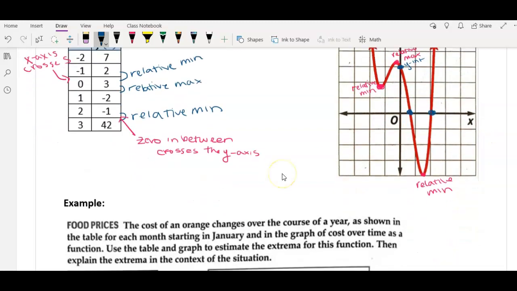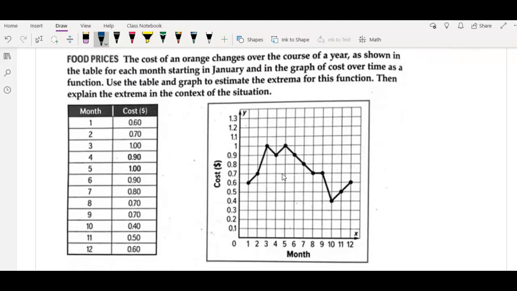All right, so we have one further example that we need to talk about. It says, food prices: the cost of an orange changes over the course of the year, as shown in the table for each month starting in January, and in the graph of cost over time as a function. Use the table and graph to estimate the extrema for this function, then explain the extrema in the context of the situation. So we have this huge table, and we have this huge graph.